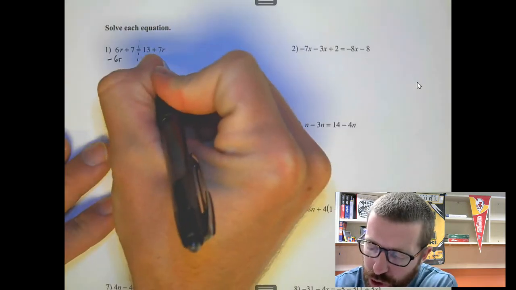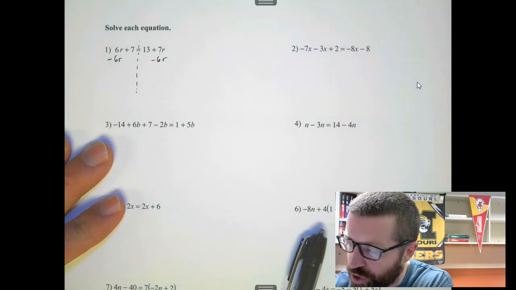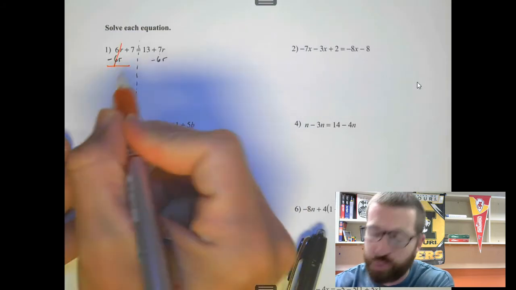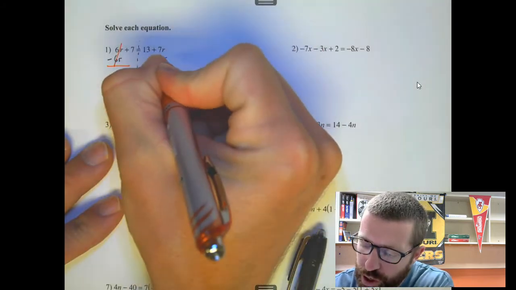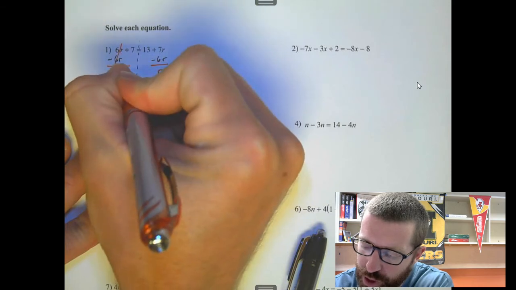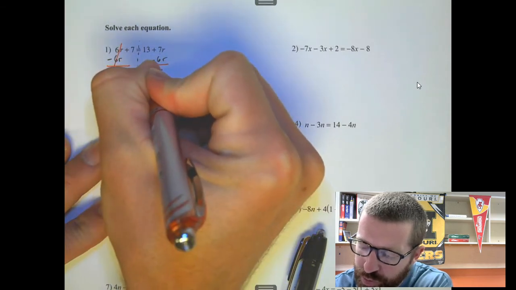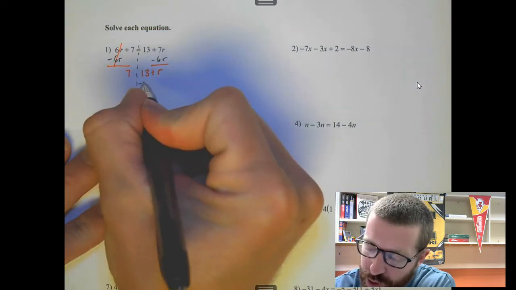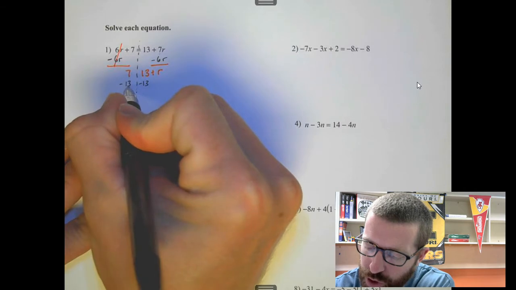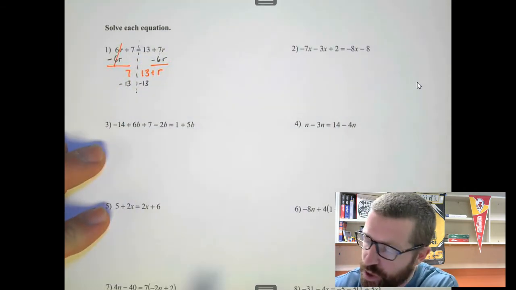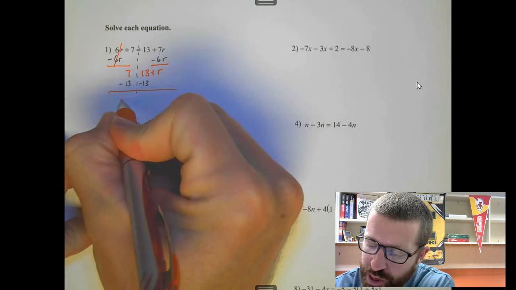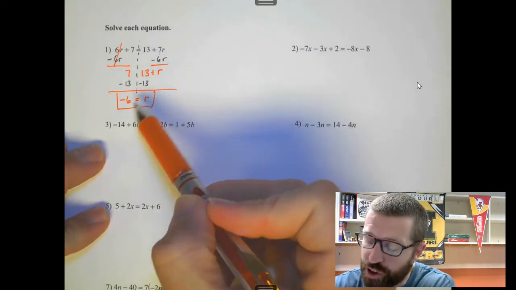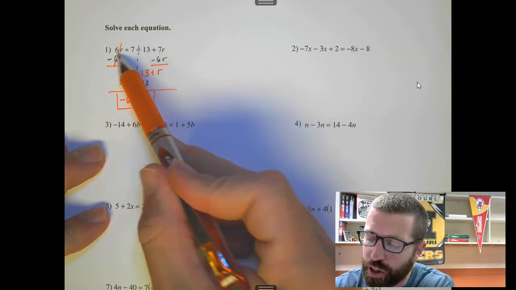But so if we subtract 6r from both sides, and by subtracting 6r, what happens over here is you get 0. And then over here, you get just r. And the 7 comes down and the 13 comes down. And then you want to get r by itself. So subtract 13 from both sides. And remember, if you do something to one side, you have to do it to the other side. And then that gives you -6 is equal to r. To check your answer, you could take -6 and plug it in here and make sure the left side is equal to the right side.